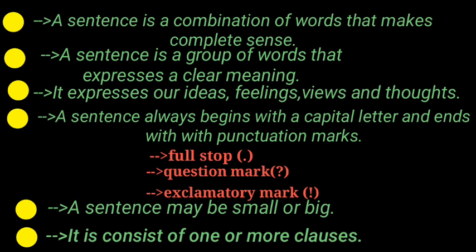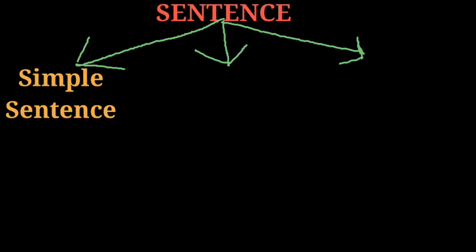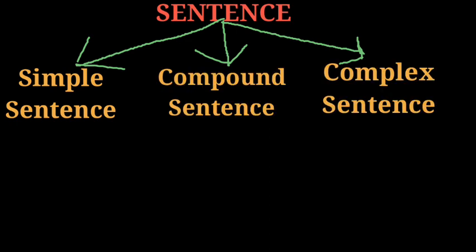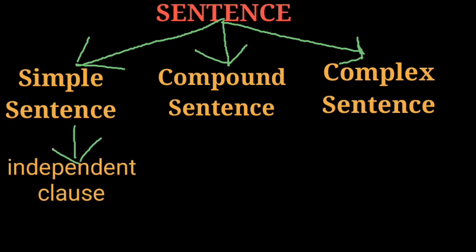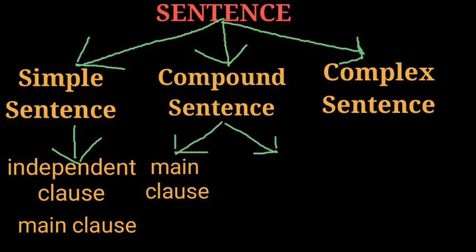According to the use of clauses, the sentence may be small or big. And according to the number of clauses, the sentence is of three types. These are simple sentence, compound sentence and complex sentence. The simple sentence consists of only one clause, which is called an independent clause or main clause. And a compound sentence consists of two or more independent clauses. One is the main clause and the other is the coordinate clause.